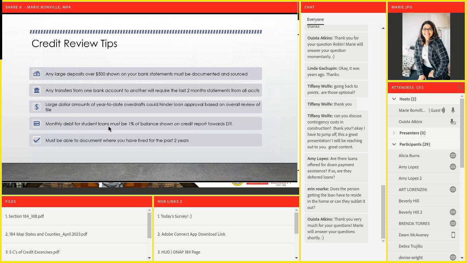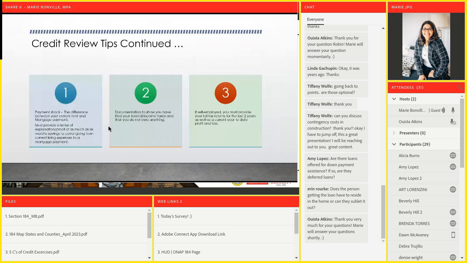And then you must be able to document where you've lived in the past 2 years. This one is also important because, when we're trying to avoid certain things like payment shock, the lender wants to know this information because they don't want to give you a loan and then a year later, they can't come in contact with you. They don't know where you are, etc. So going back to things, I don't know if this is considered an overlay.